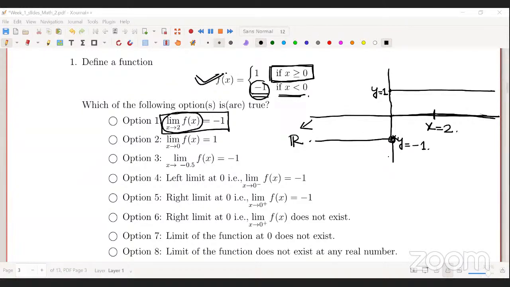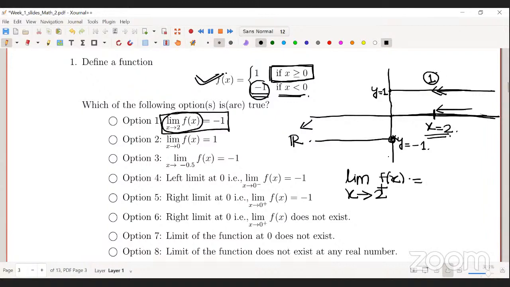So first we'll calculate the right hand limit of the function at 2. As you can see, if you come to this point, that is 2, from the right hand side, the function basically approaches 1. So that's why the right hand limit is 1.